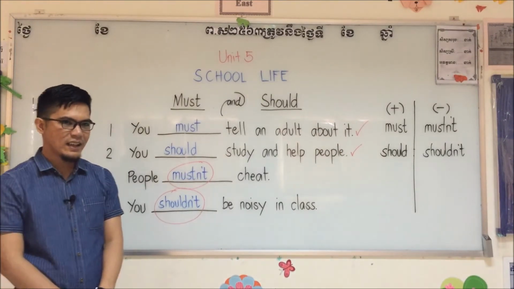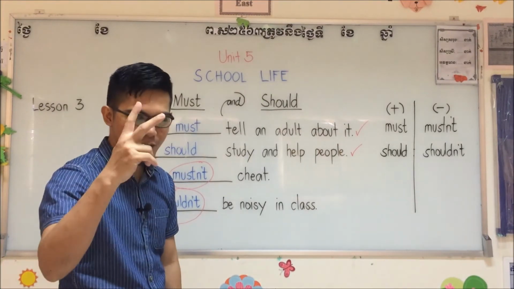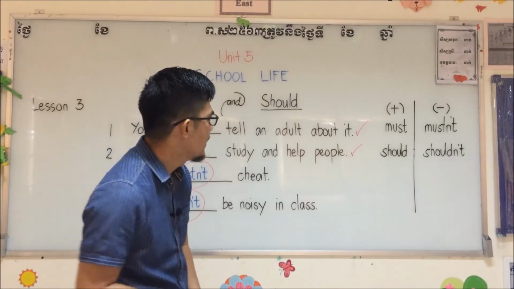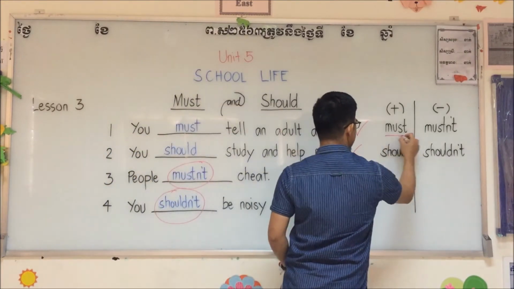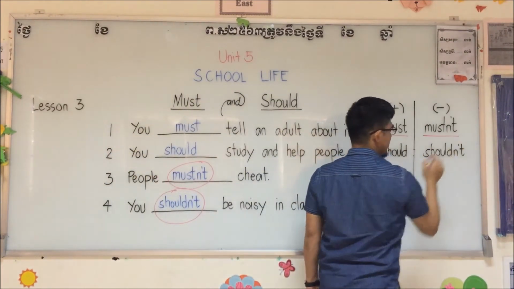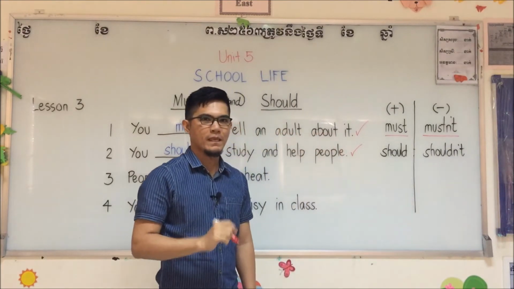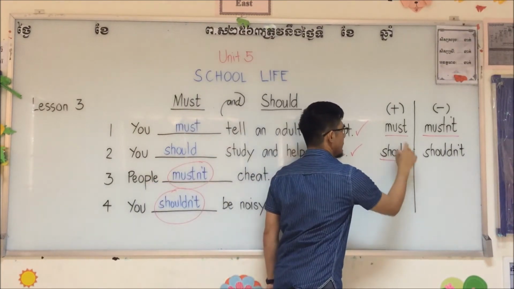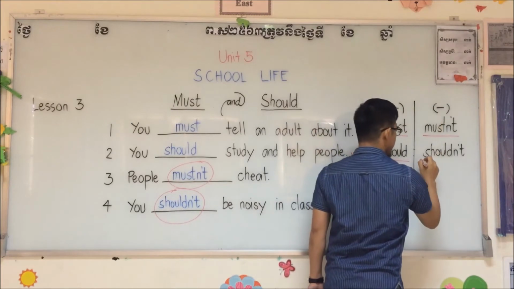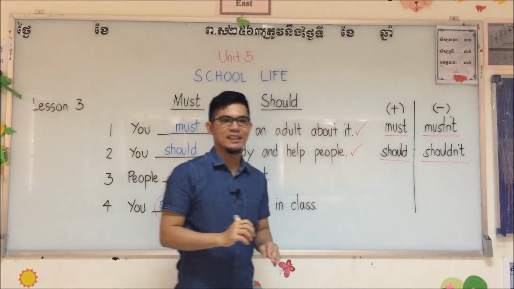Get it? I'll add 2 more. Rules, must, negative, mustn't. Should, positive. For negative, shouldn't. Clear?